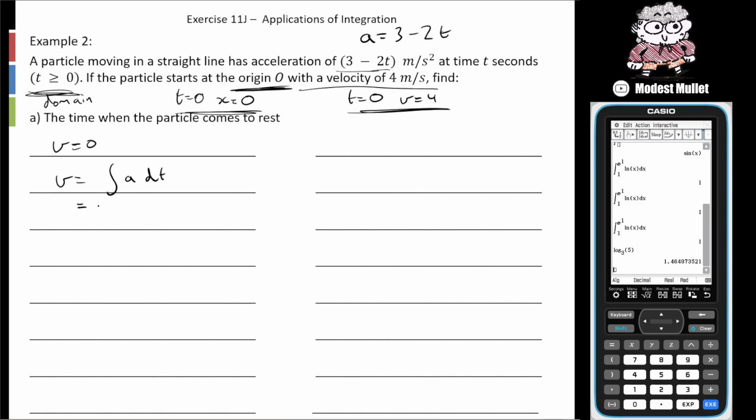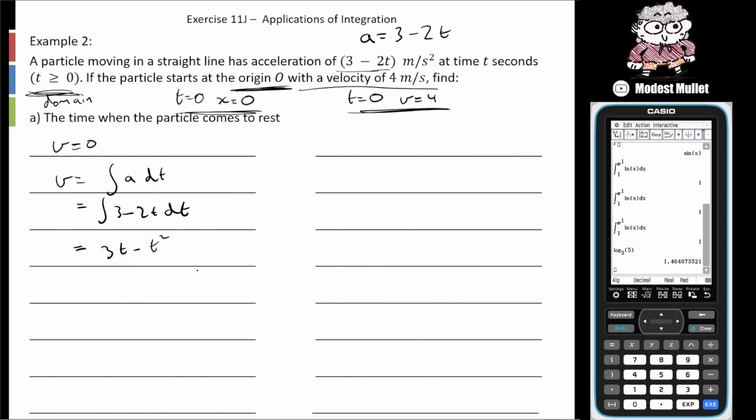So velocity is going to be equal to the antiderivative of the acceleration equation with respect to time, which is equal to the antiderivative of 3 minus 2t with respect to time, which gives us 3t minus t squared. Just to show where the t squared comes from, we have 2t, add 1 to the power, divide by the power, the 2's cancel. We just get t squared.